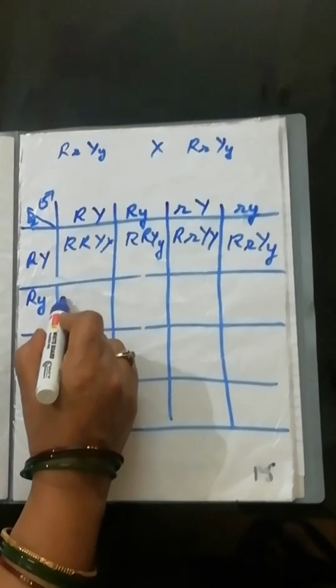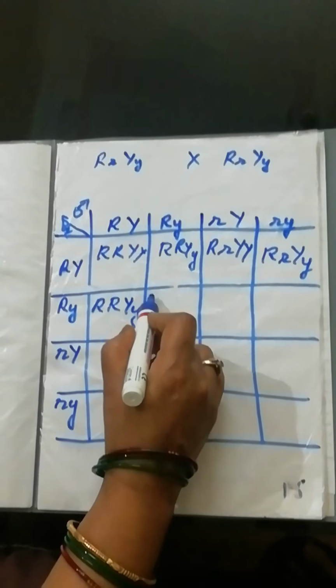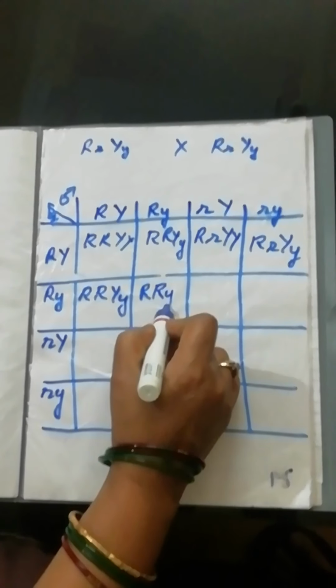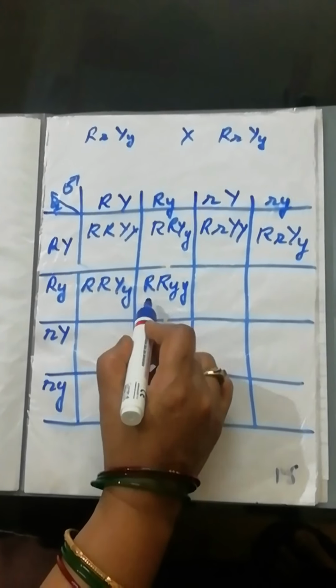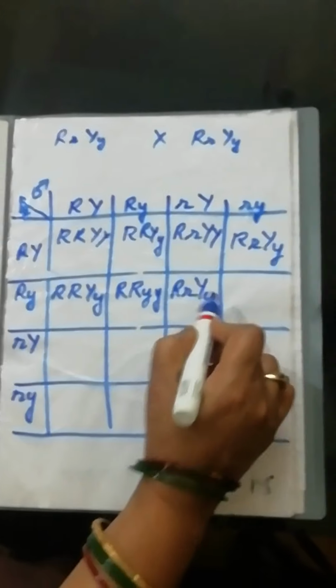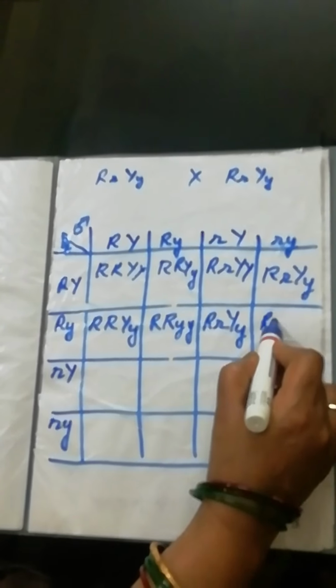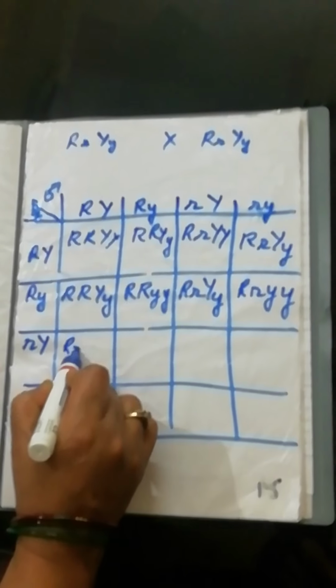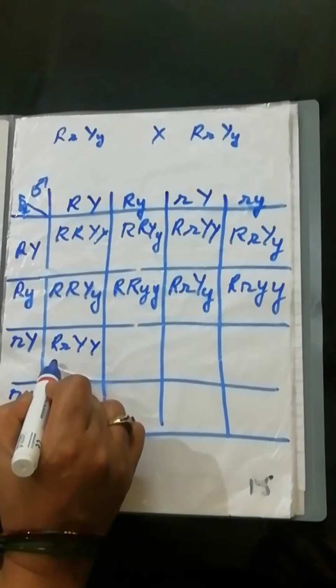Okay. Now in this row, let's see what happens. This combines with this, capital R, capital Y, small y. Again round and yellow. But when these two combine, capital R, small y, small y, will it be yellow? No, it is round and green. When this combines, capital R, capital Y, small y, again it is round and yellow. These two combined, capital R, small y, small y, it is round and green. Now when these two combine, capital R, small r, capital Y, capital Y, again it is round and yellow.